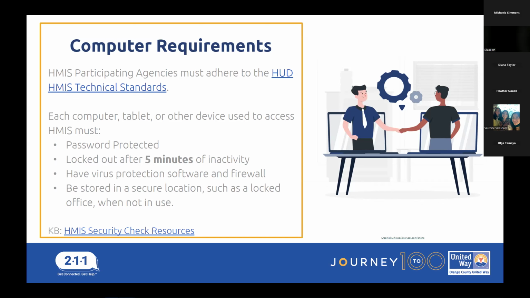Devices must be locked out after 5 minutes of activity or inactivity, have virus protection software and a firewall, and be stored in a secure location, such as a locked office, when not in use. For additional information, please review the knowledge base article, HMIS Security Check Resources.